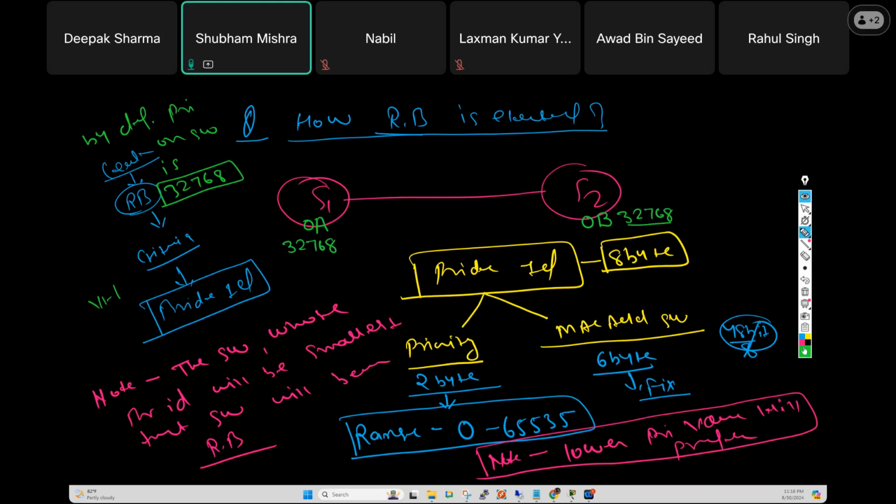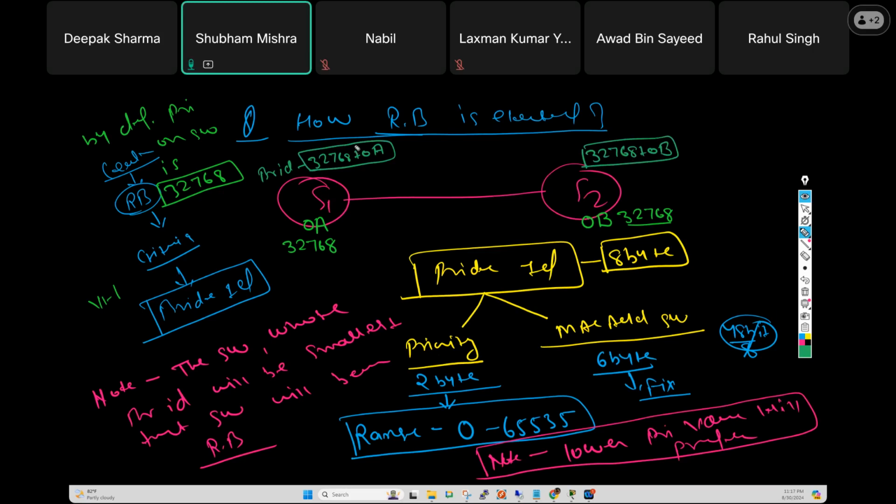Okay. Now, what is the bridge ID here? Bridge ID of switch 1. Bridge ID is made up of priority plus MAC address. So its priority is 32768 plus 0A. This is the bridge ID of switch number 1. Now, what is the bridge ID of switch number 2? 32768 plus 0B. So this is the bridge ID of switch 2 and this is the bridge ID of switch 1.